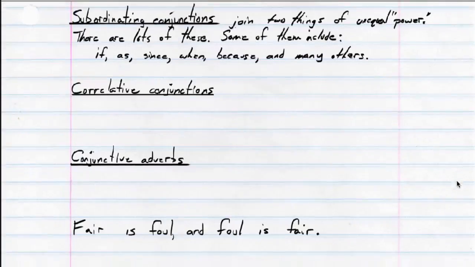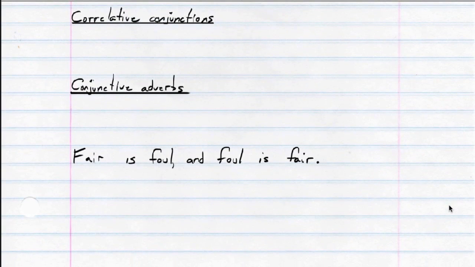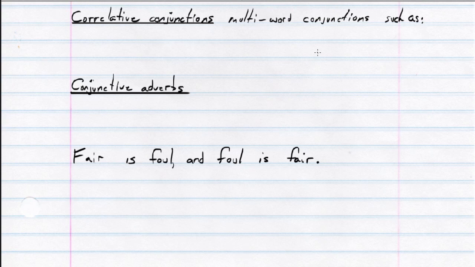All right, open up your notebooks. Let's go back down and get the last two and the example here. So correlative conjunctions are multi-word conjunctions, such as either or, neither nor.